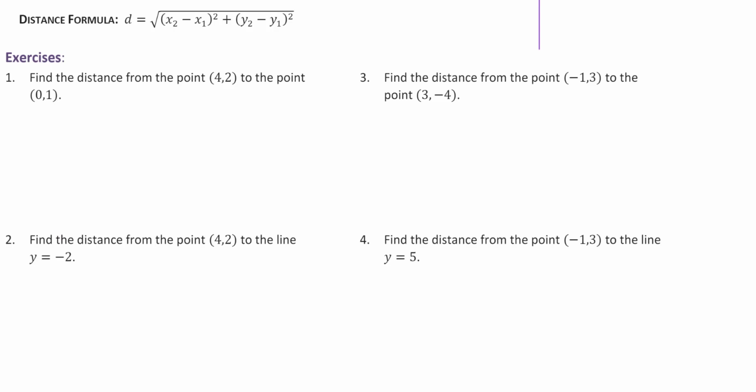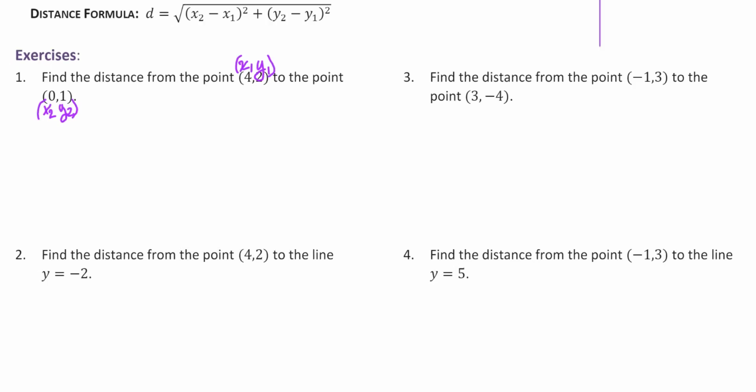So we're going to substitute in. I like to go ahead and mark the coordinates. This way, if I mark them x sub 1, y sub 1, and x sub 2, y sub 2, I know exactly where I'm writing them in the formula. So my x sub 2 is 0, my x sub 1 is 4, so I have the quantity of 0 minus 4 squared, plus my y sub 2 is 1, minus y sub 1, which is 2.